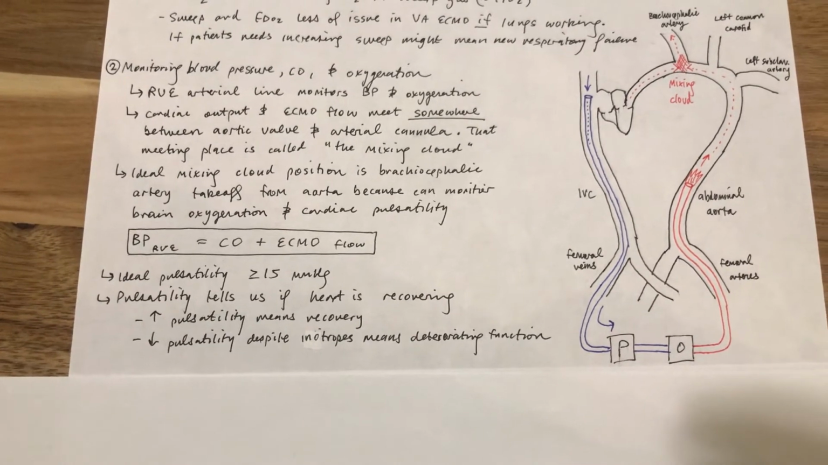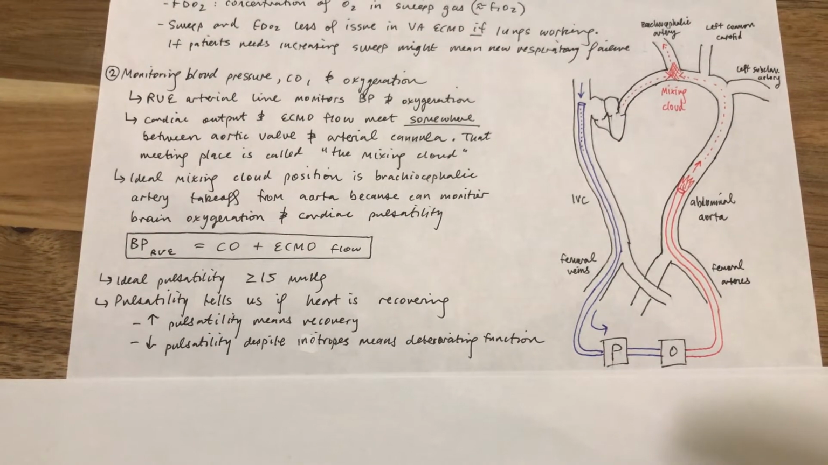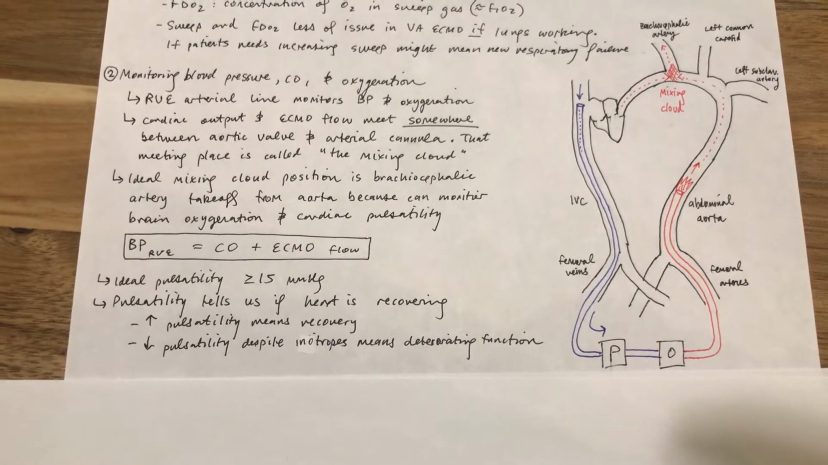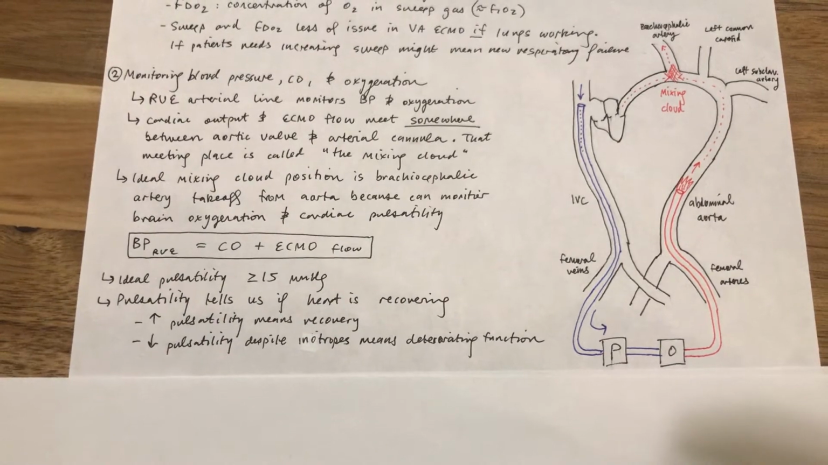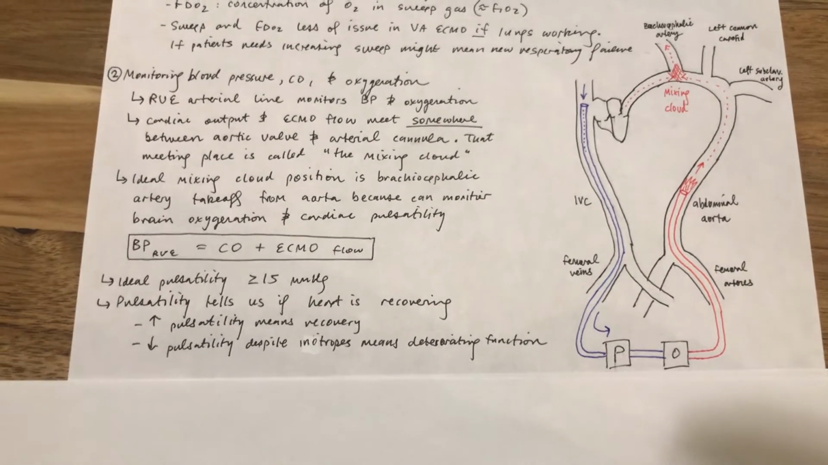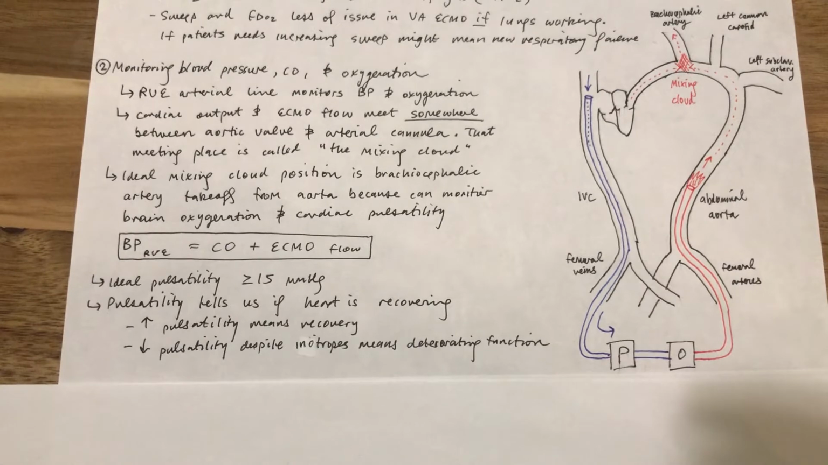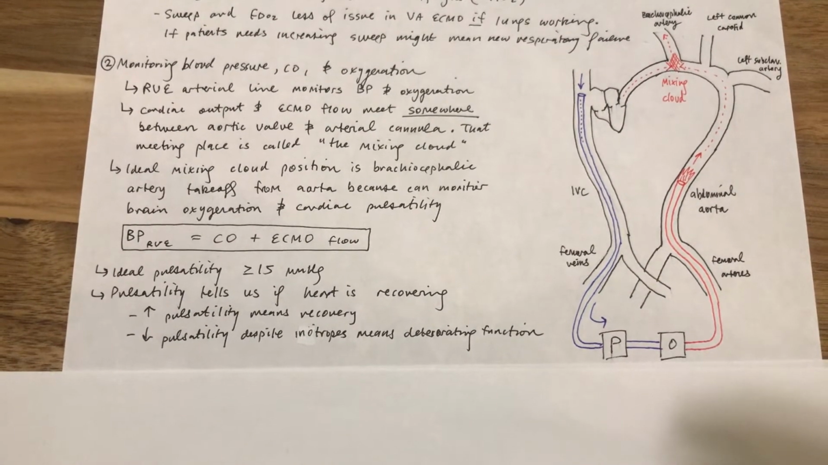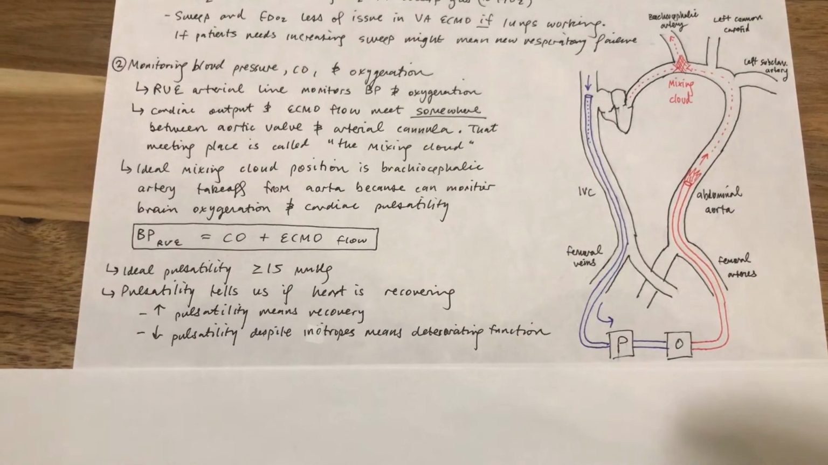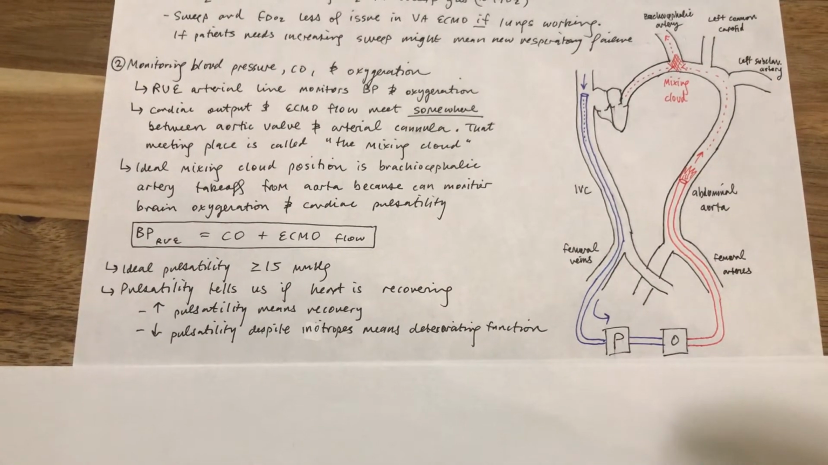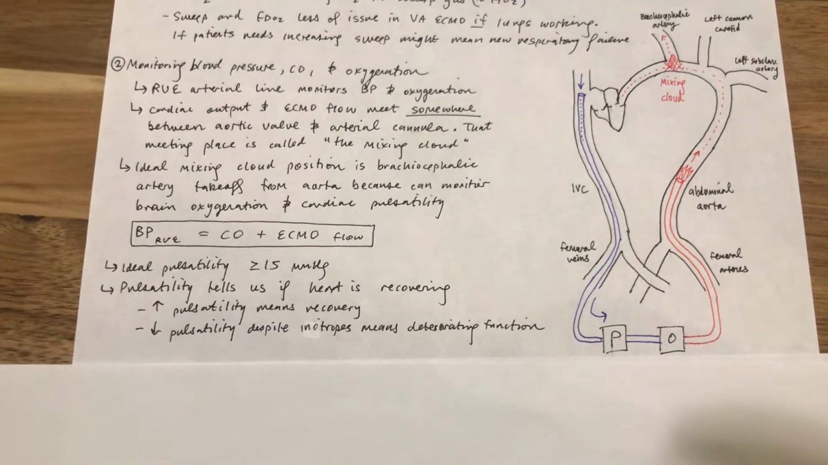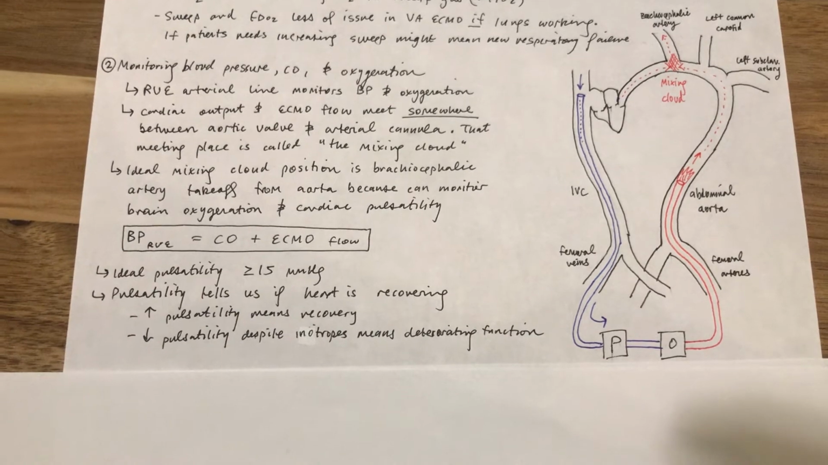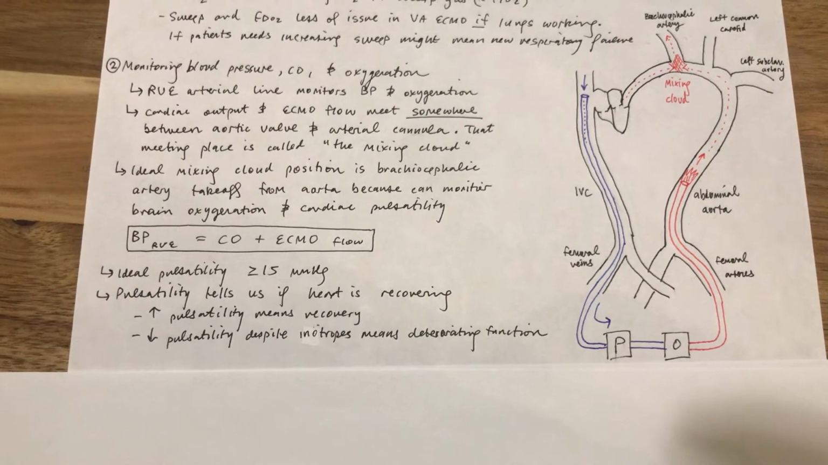I put this little formula there: the blood pressure measured from this line is dependent on the cardiac output of the heart plus the ECMO flow. And if the arterial line shows pulsatility, we know that the mixing cloud is at least near that brachiocephalic artery site. So the arterial line can measure the perfusion pressure to the brain.